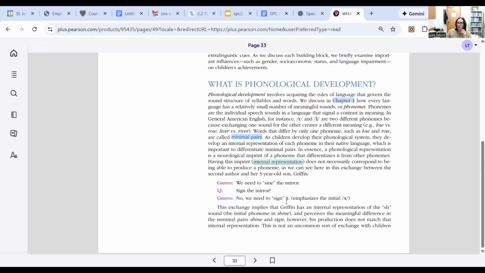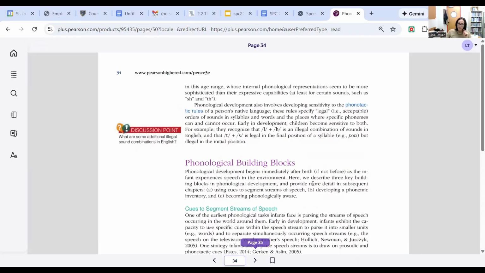And what did he do? He tried to produce the sh sound. That was his internal representation, but his production in that moment didn't match his internal representation. So that's an important point to consider, that they're different. We're going to talk about those again in a minute.